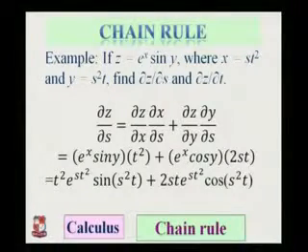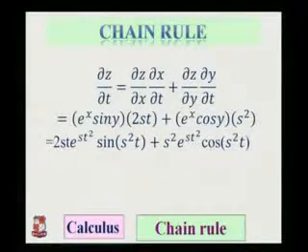x is s t square, the derivative with respect to s is 1, t square as it is, plus e raised to x as it is. The derivative of sin is cos y, and for x square t, that is 2st. So simplifying this step, we have the answer.